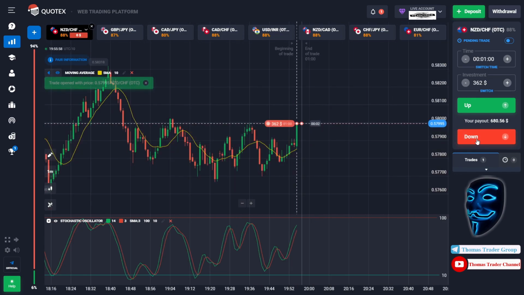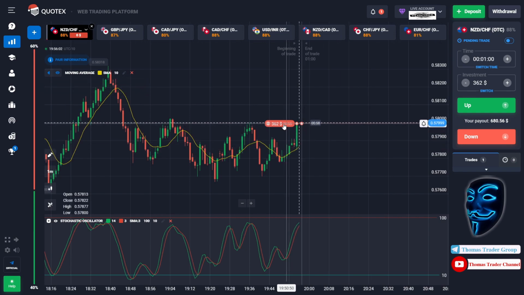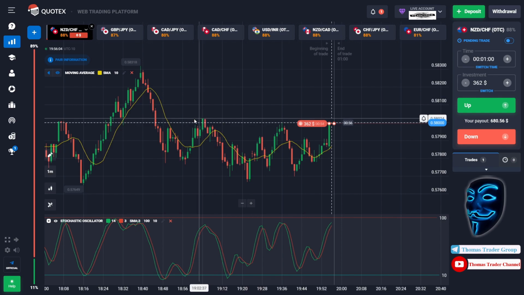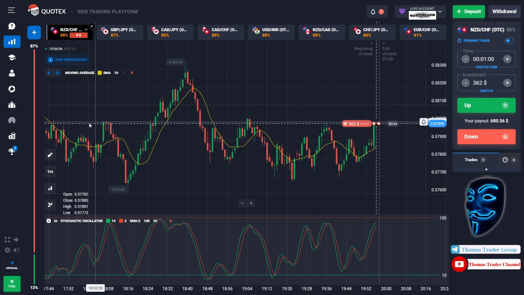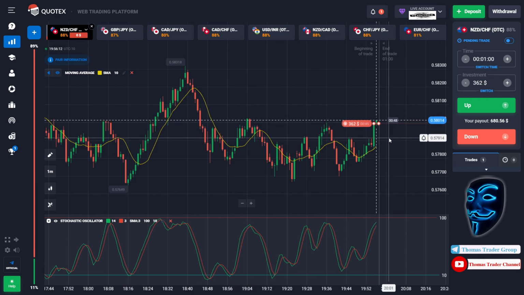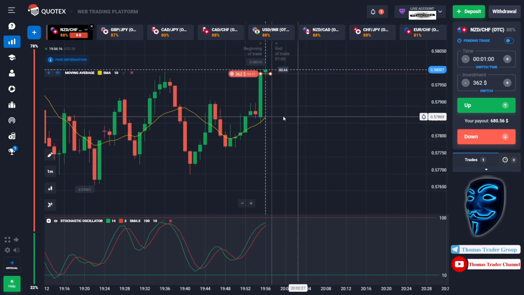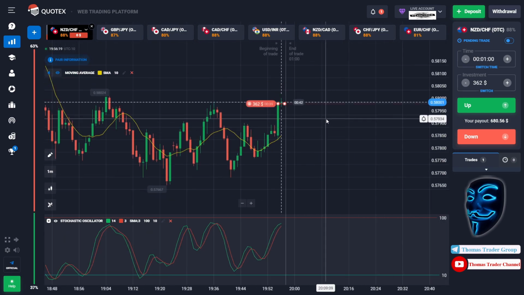Over here we can open sell for 1 minute. As you can see, the market is going bullish, but the market has already touched the resistance area over here. When the market touches the resistance area, it will make a rebound before it continues the bullish trend. Let's prove it and let's wait till the end of our trade.